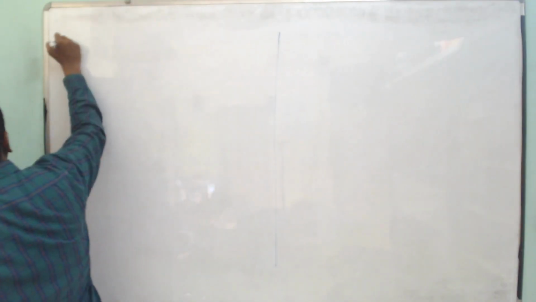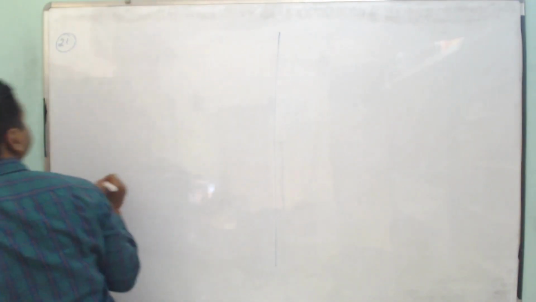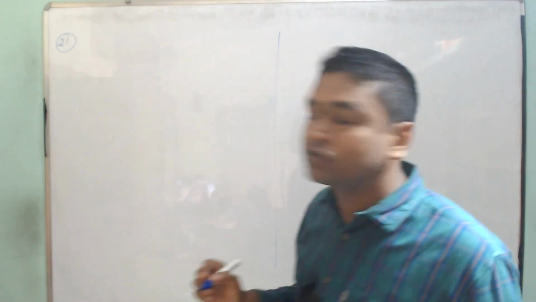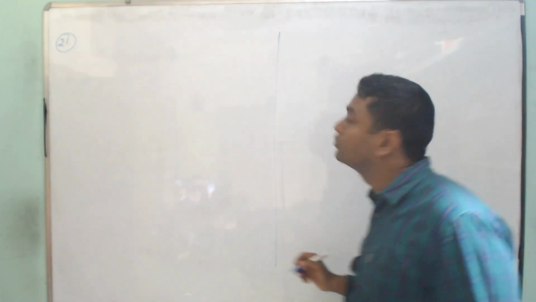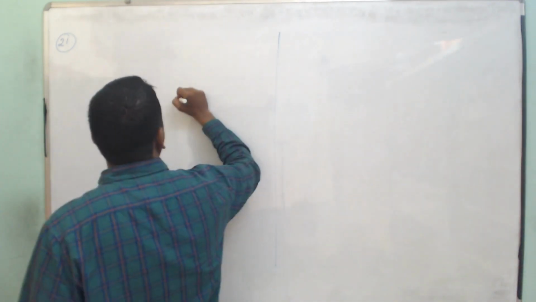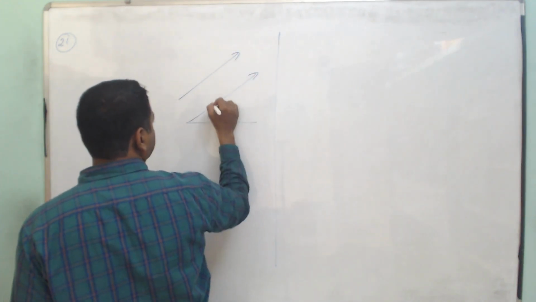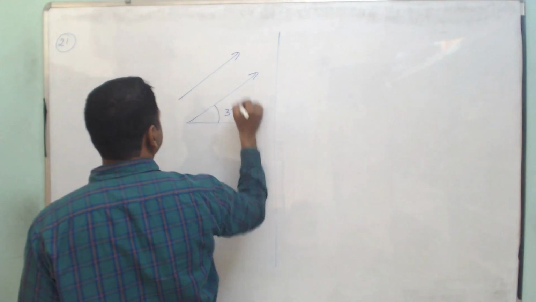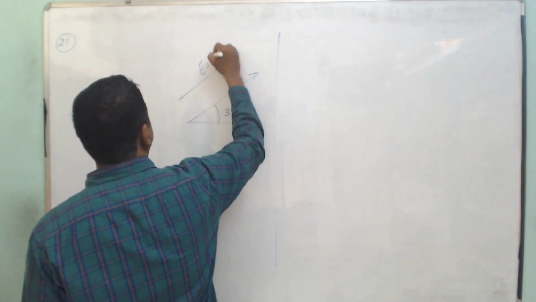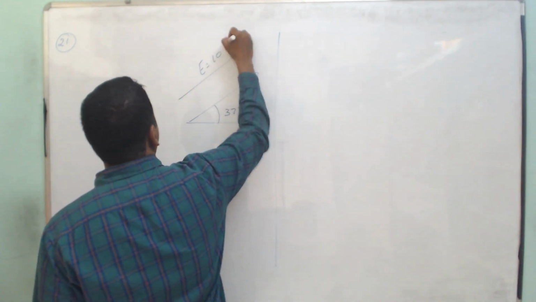Question number 21, we will solve the same type of question first. So I will give it to you to solve. We have an electric field in this direction, making an angle of 37 degrees with the horizontal. Take the magnitude of the electric field to be 10 volt per meter.